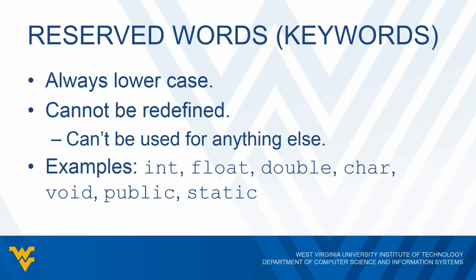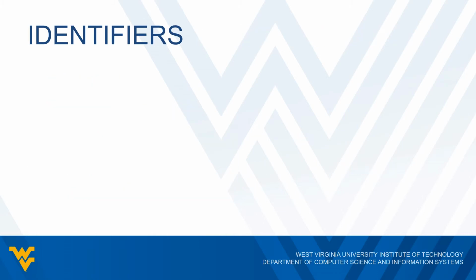Sometimes it's also called char. People interchange those two words. Void, public, static, and this is just a small set of keywords. And we'll be going over the meanings behind these keywords later on. But the point here is that our language includes very specific words that we can use in our programs, and we cannot redefine it to do anything other than what it's supposed to do.